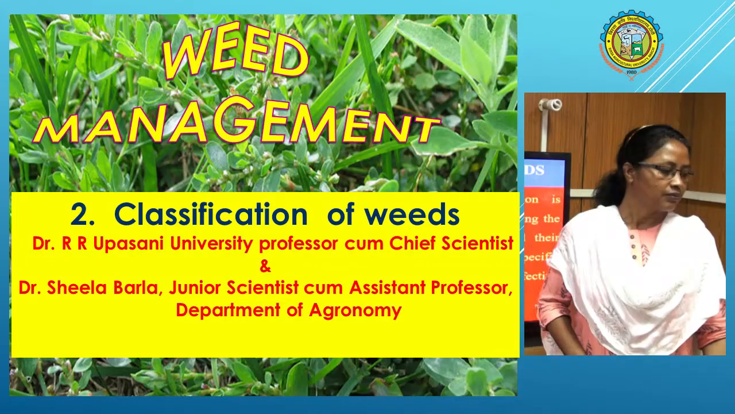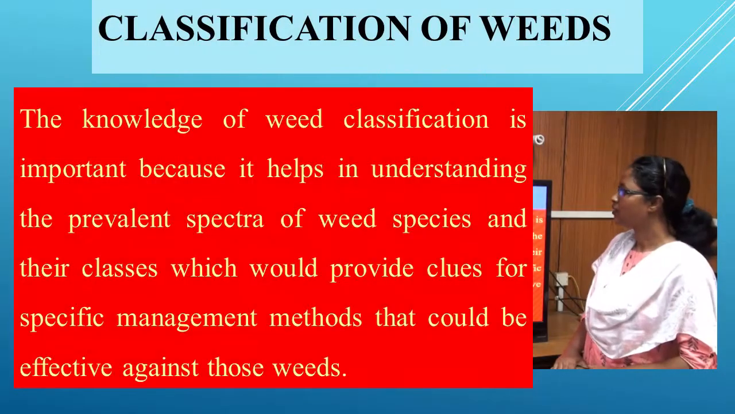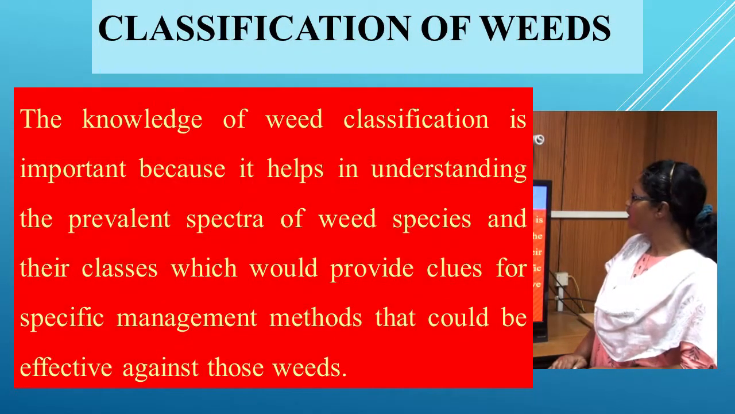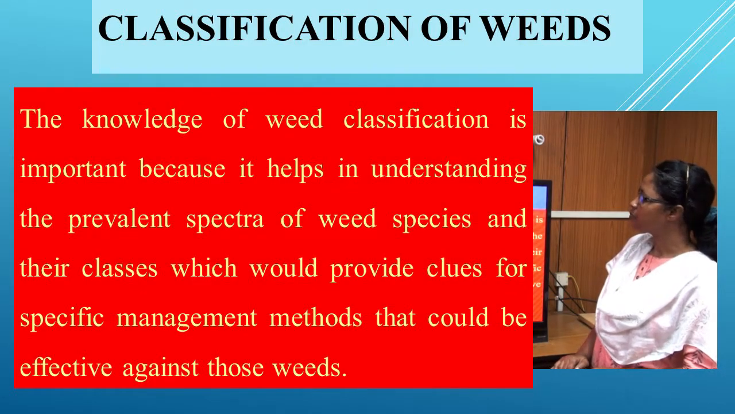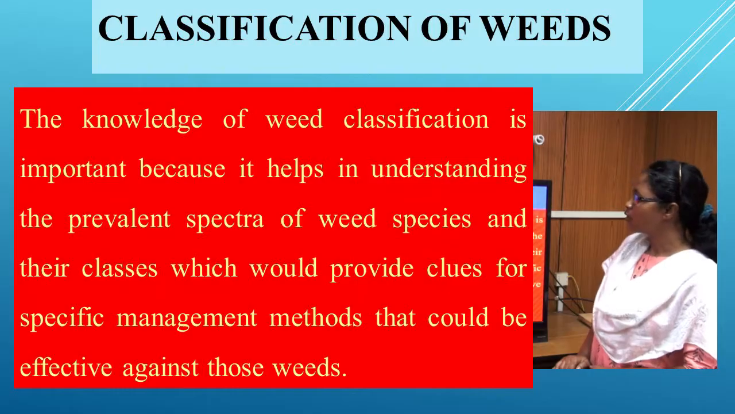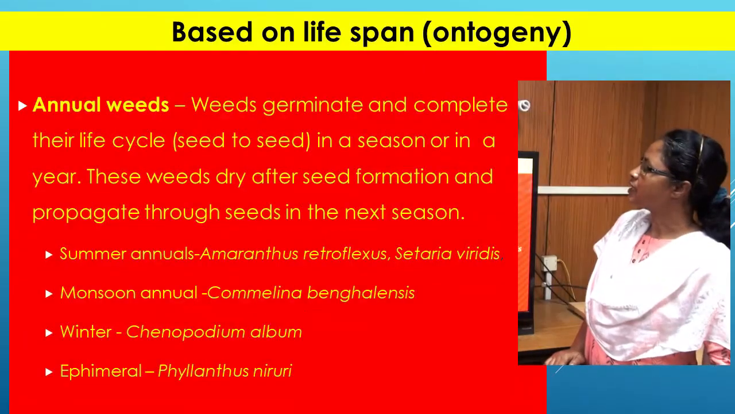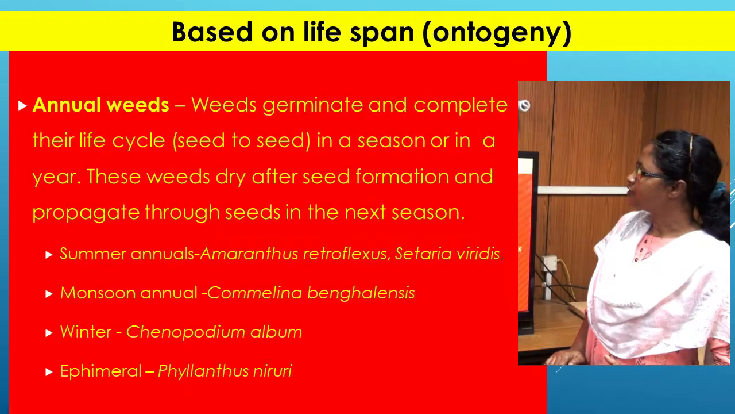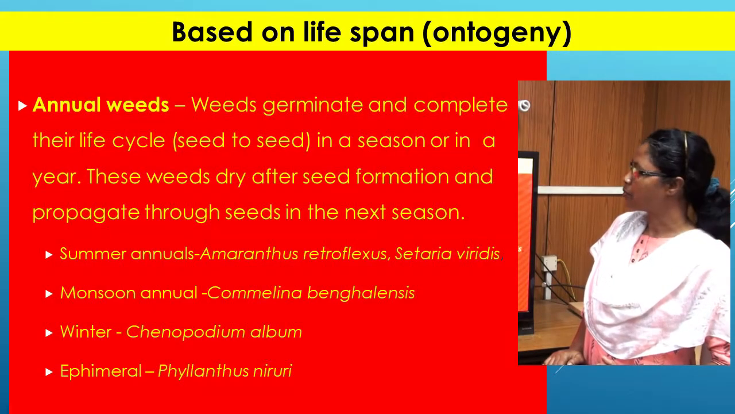So here, the knowledge of weed classification is important because it helps in understanding the prevalent spectra of weed species and their classes, which would provide clues for specific management methods that could be effective against those weeds. The first classification is based on ontogeny, or lifespan.